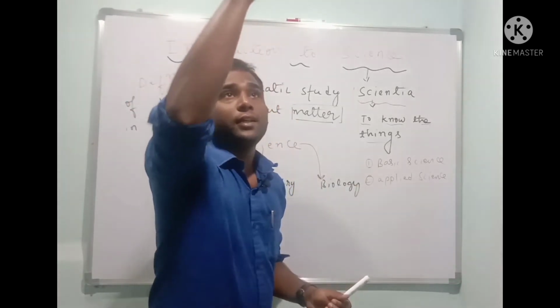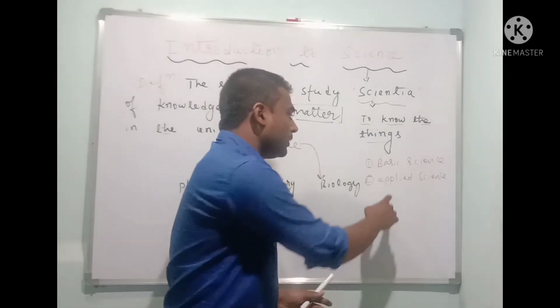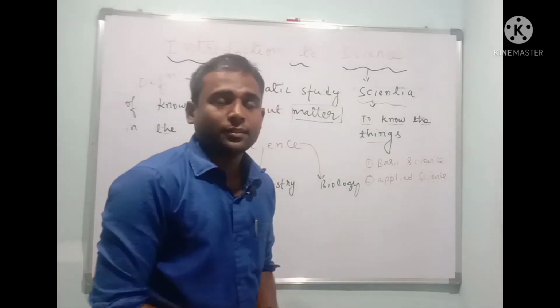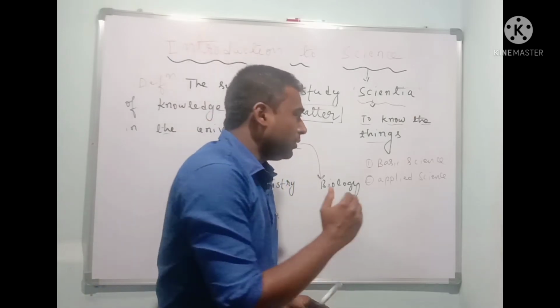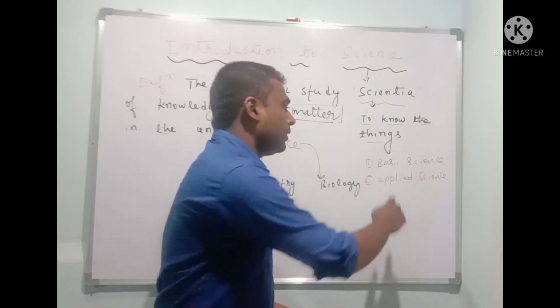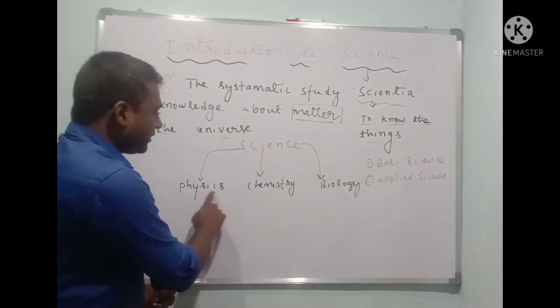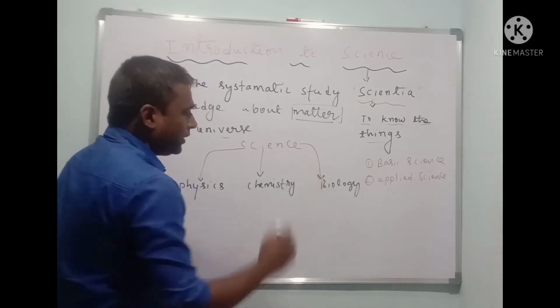For example, we are using it in different ways. Now we are using this light. I am doing this class under the light because of applied science. I am using science. So we will use science for various purposes. That is called applied science. Later on, we can understand about physics, chemistry, biology.